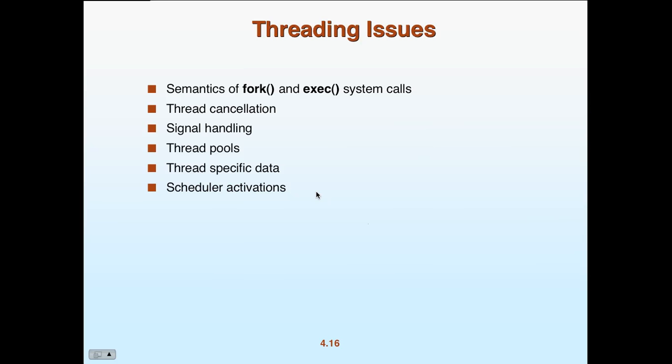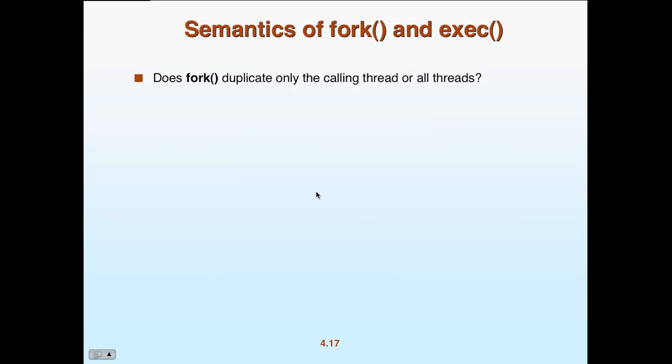Thread specific data, and then scheduling or scheduler activations. So the semantics of fork and exec: does fork duplicate only the calling thread or all threads? It only actually duplicates the calling thread in most modern day implementations. If you think of the concept of the multi-mapping in HP-UX, we've got multiple threads mapped to multiple processes. It's got to basically make a duplicate of all the threads that it's being forked inside of.